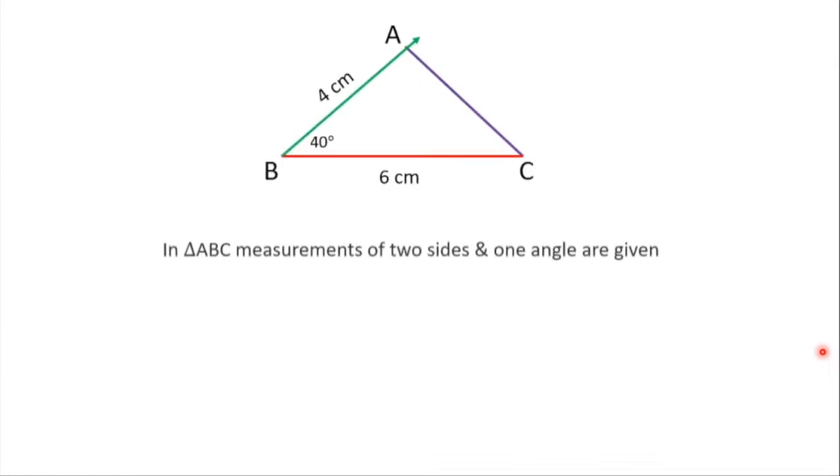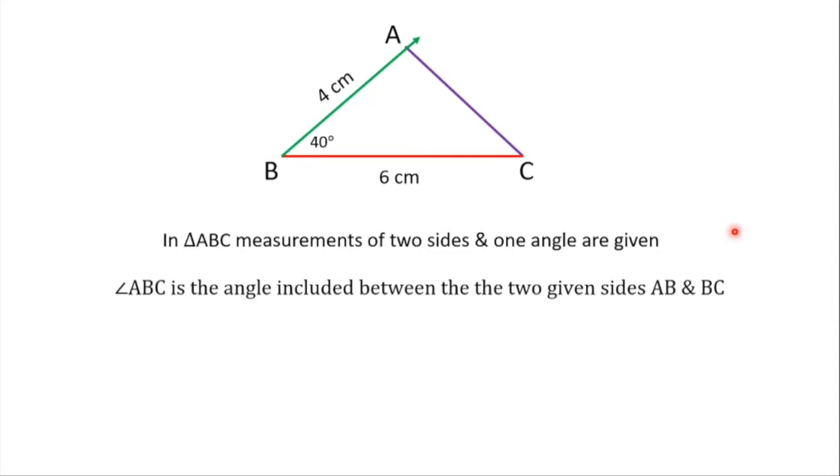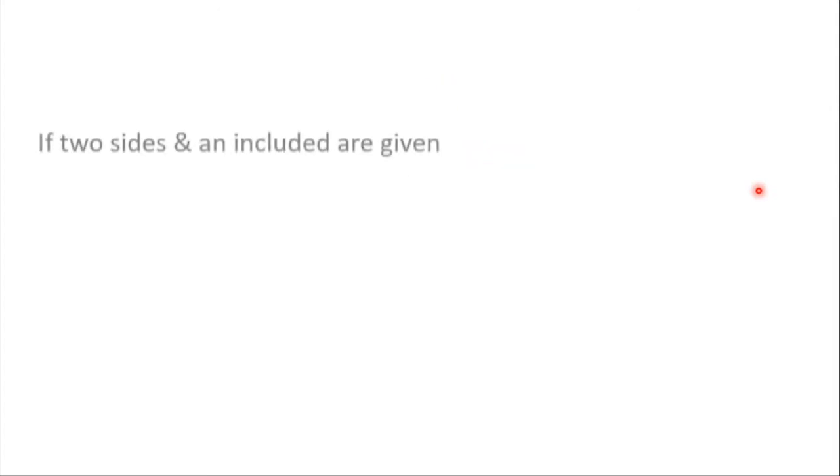Now in triangle ABC, the measurements of two sides and one angle are given. So angle ABC is called the angle included between the two sides AB and BC. So friends, shall we call this angle ABC the included angle? These are the two sides and the angle between them, and if it is given, we say that two sides and an included angle are given. With this note, we can now proceed further.